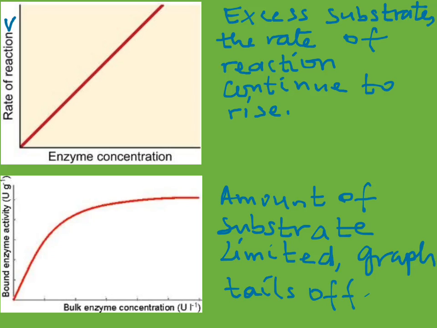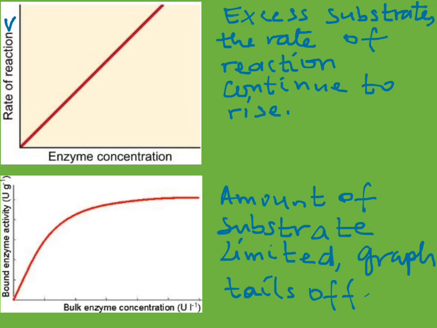In the second graph, we realize that the graph flattens after some time. This shows that the amount of substrate became limited. Then the graph tails off. Now, since the substrate became limited, there was no substrate to bind on the active site for the reaction to continue. It means that in this medium, we may have more enzyme.